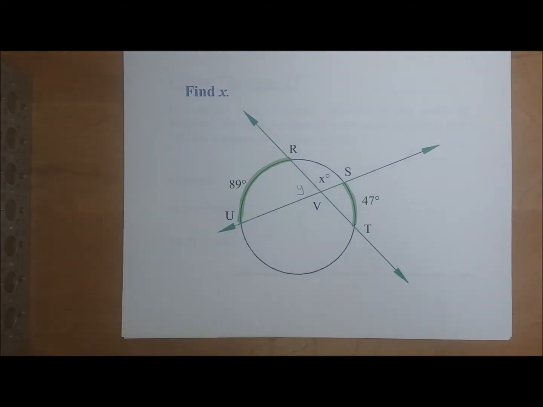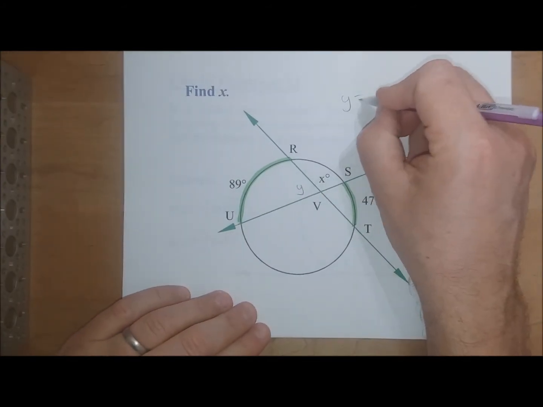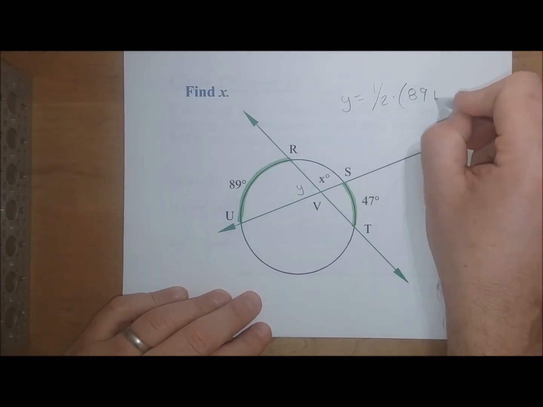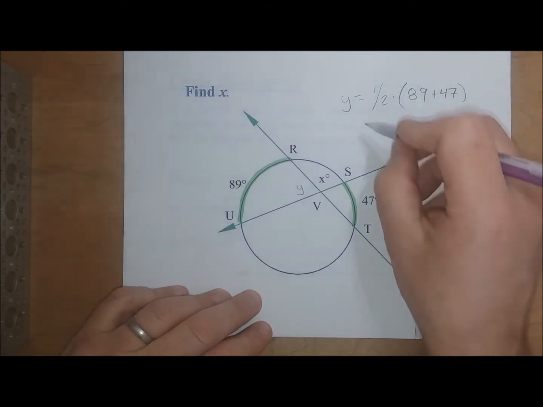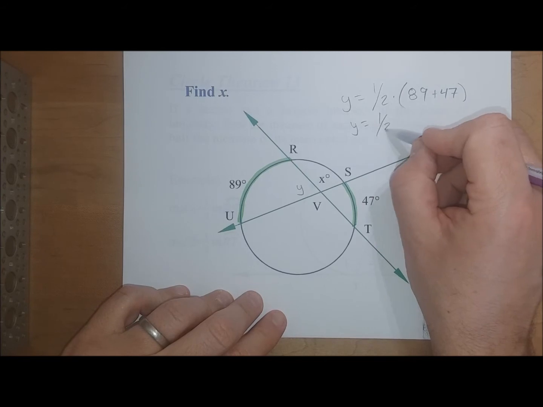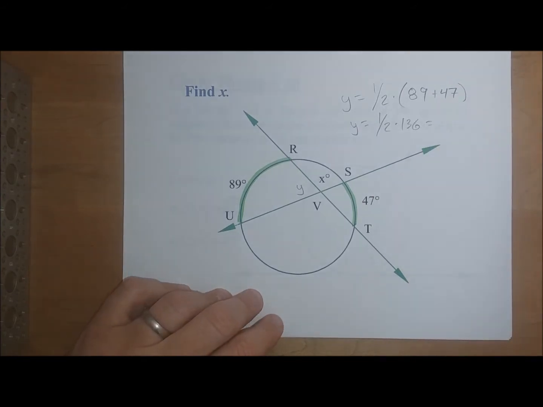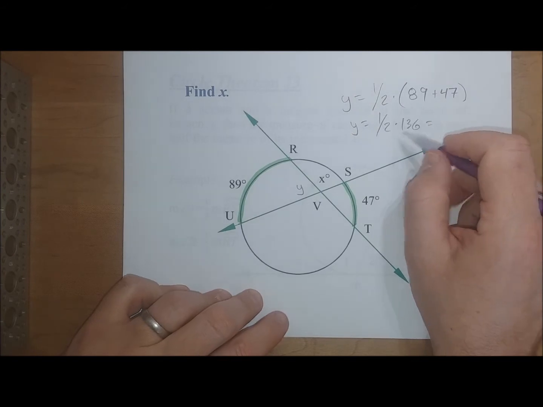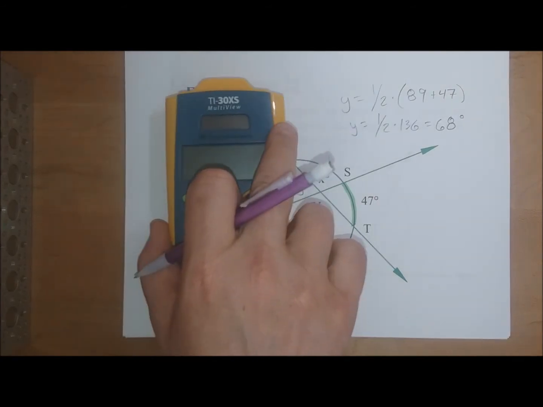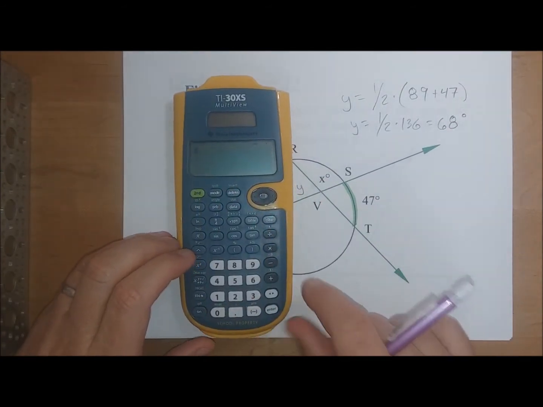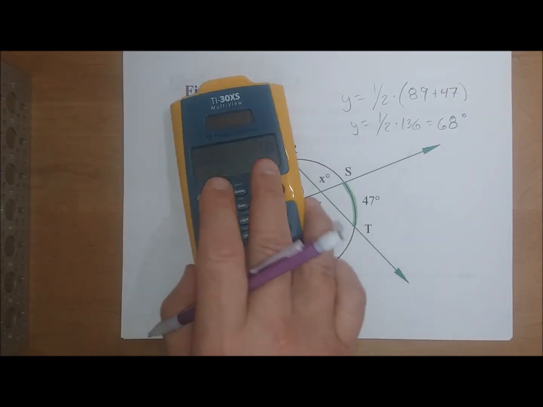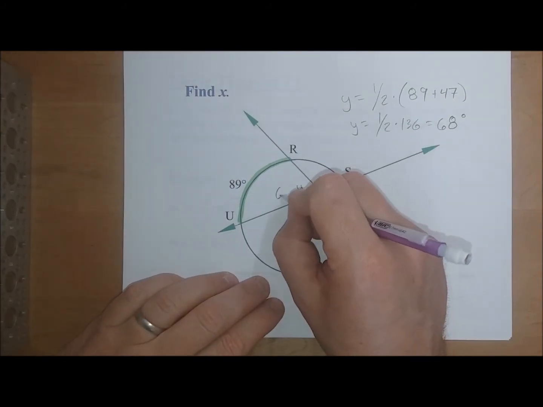All right, so I know angle y is going to equal the average of those two arcs. It's going to equal 1/2 times the sum of those two arcs, 89 plus 47. So y equals, 89 and 47 gives me 136, is that right? So half of 136 is going to give me 68 degrees. You're not trusting me on that math, are you? Perhaps you shouldn't. Remember I said, never trust your math teacher. 136, yep. And we get 68 degrees. So y is 68 degrees.